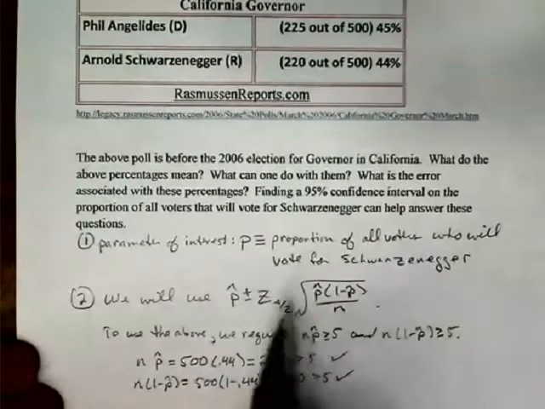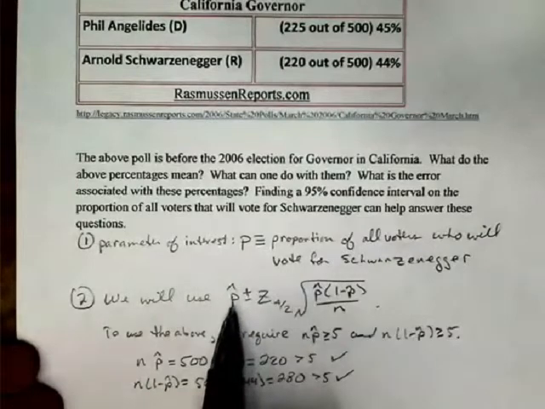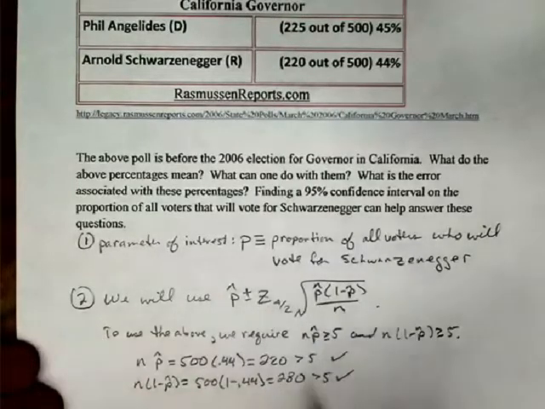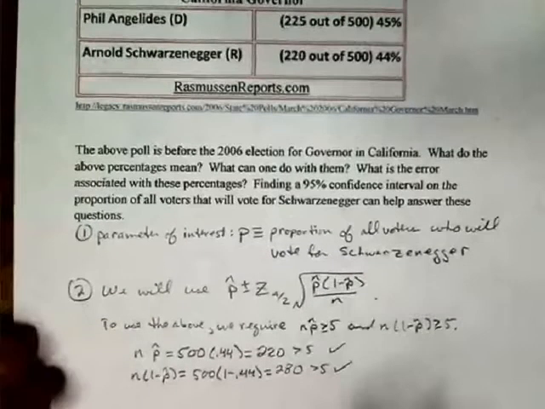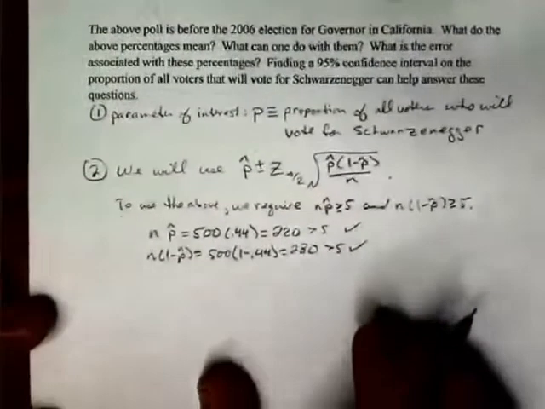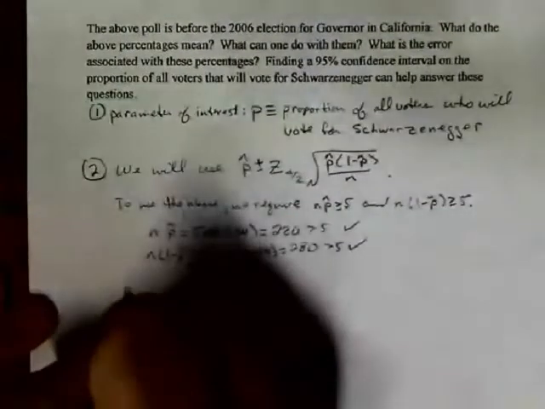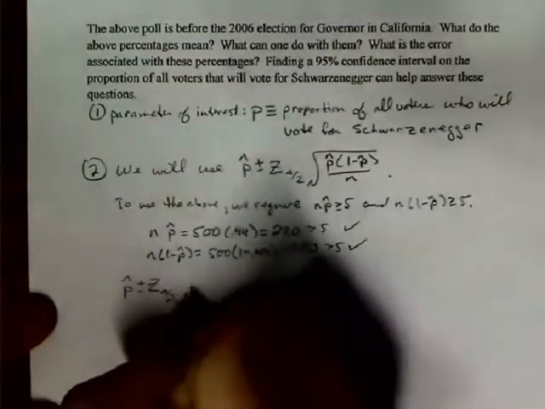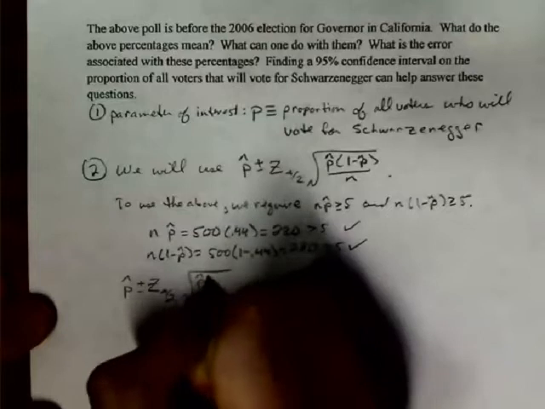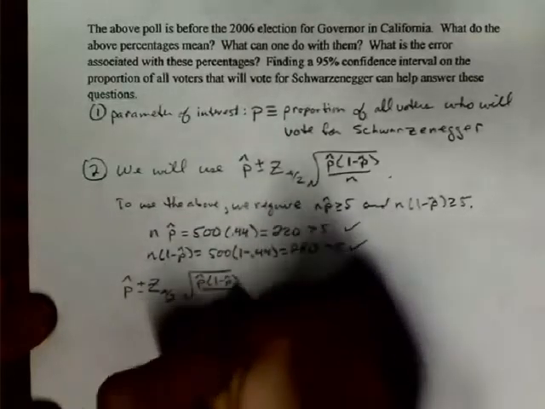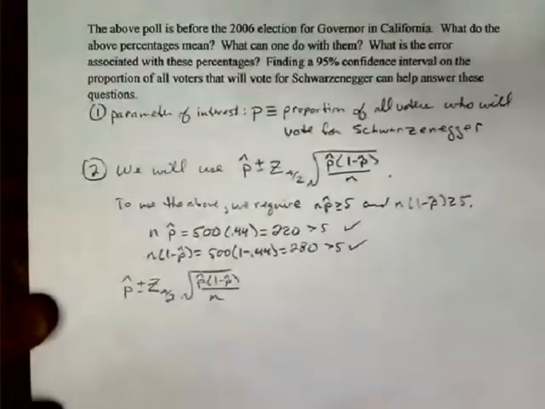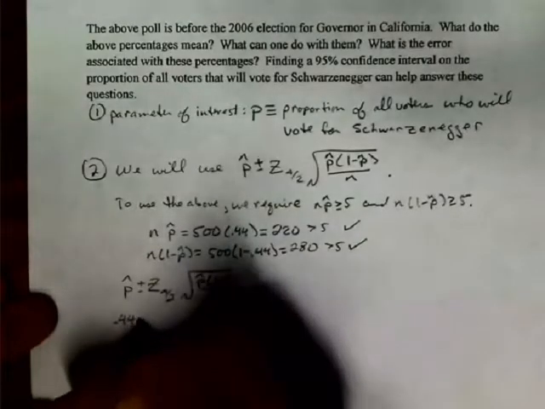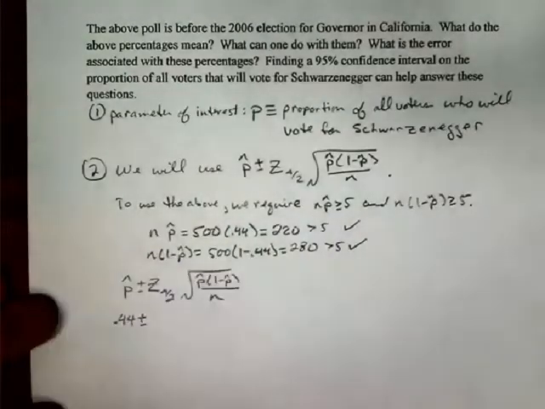Okay, so in order to use this formula, we need p hat. Well, we already got it. We need the z percentile and n, and those things we really already have. So as we move forward here with our confidence interval, p hat plus or minus z sub alpha over 2 times the square root of p hat times 1 minus p hat over n. Okay, again, p hat is 0.44 plus or minus z sub alpha over 2.